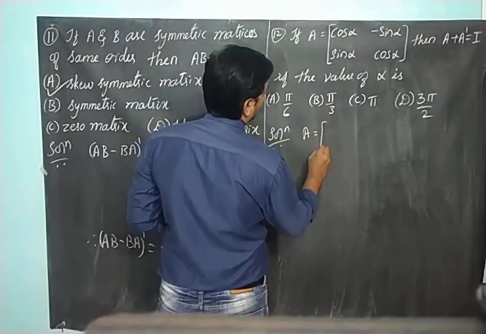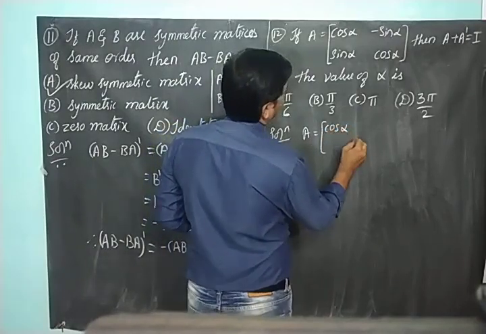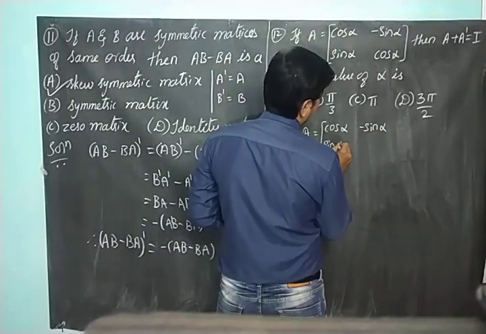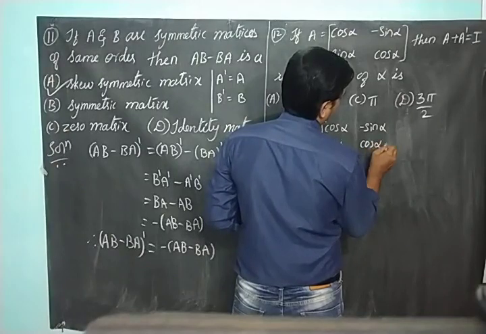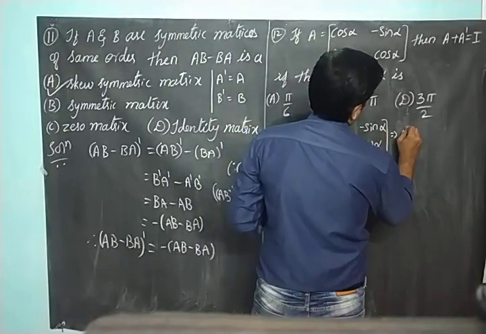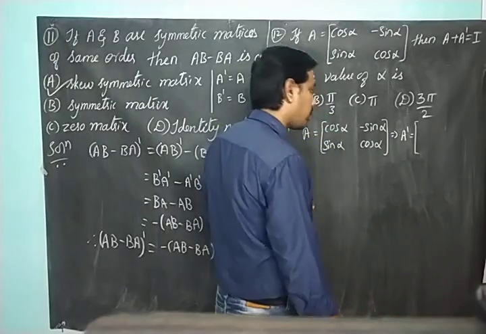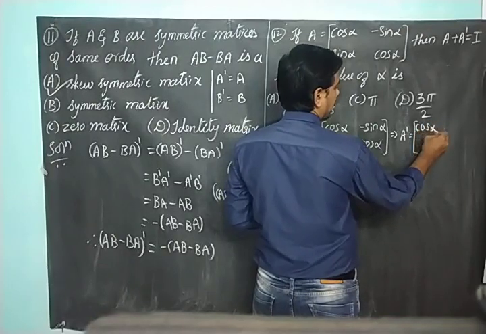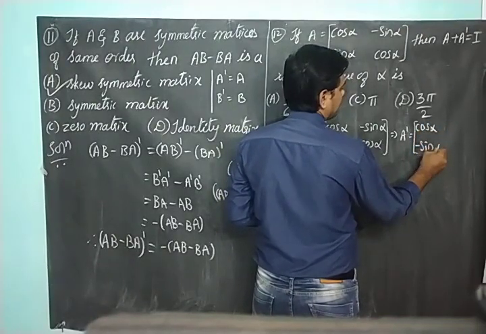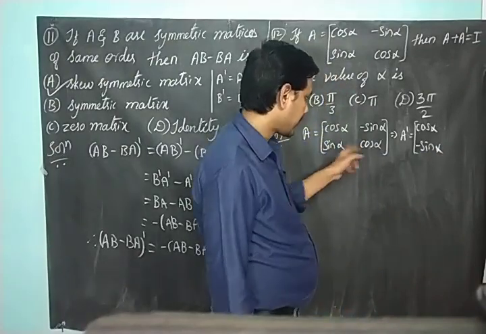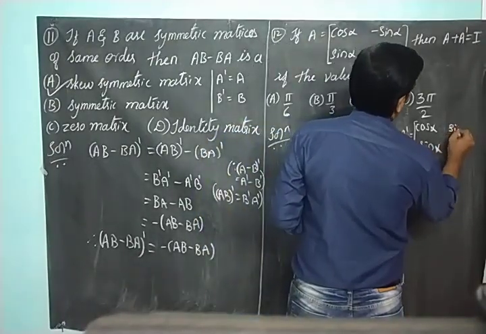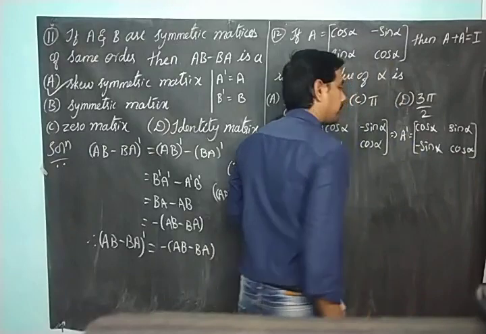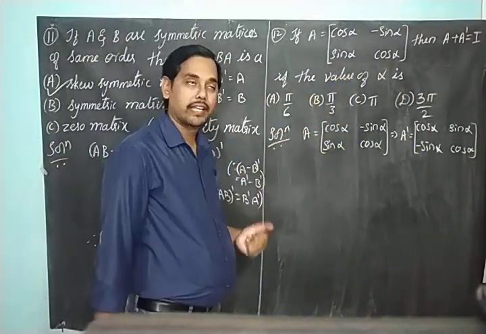A is cos alpha, minus sin alpha, sin alpha, cos alpha. A transpose will be writing rows as columns. First row we write as first column: cos alpha, minus sin alpha. Now second row as second column: sin alpha, cos alpha. So we have A, and we have taken A transpose.